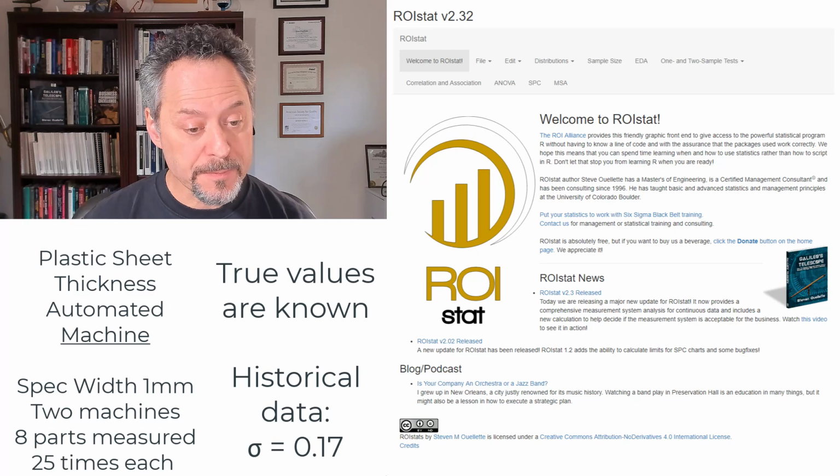The specification for each nominal thickness is plus or minus 0.5 millimeters, so the width of the spec for all the different sheets is 1 millimeter. And from previous data, we know that the standard deviation of the manufacturing process itself is 0.17. Okay, so let's take a look at the data.